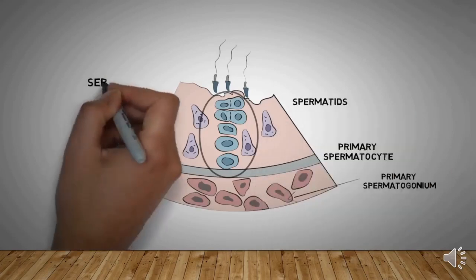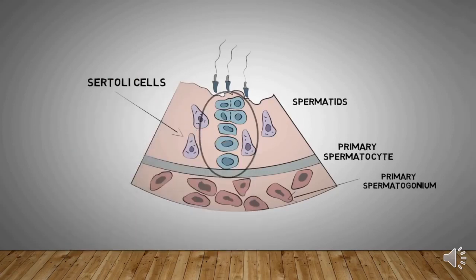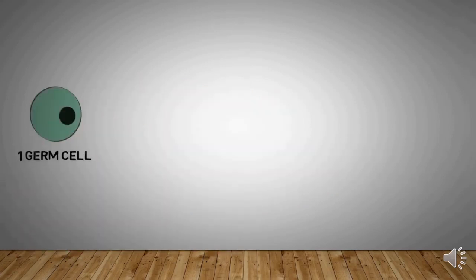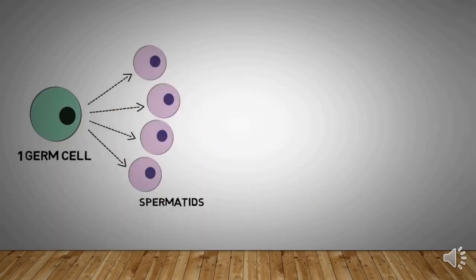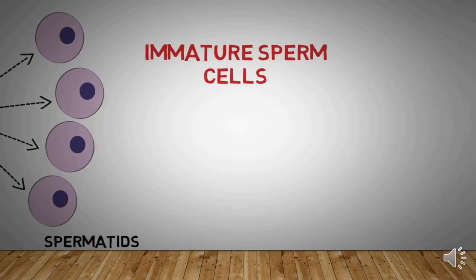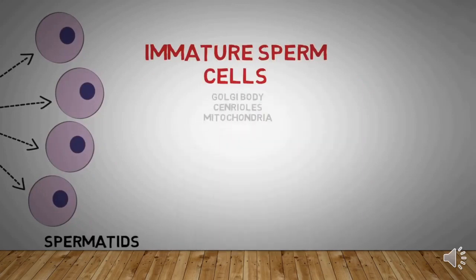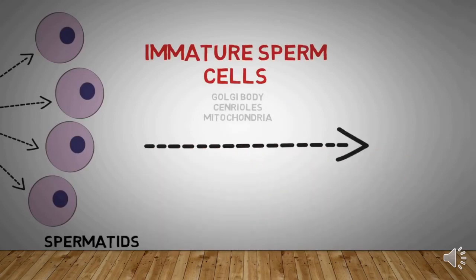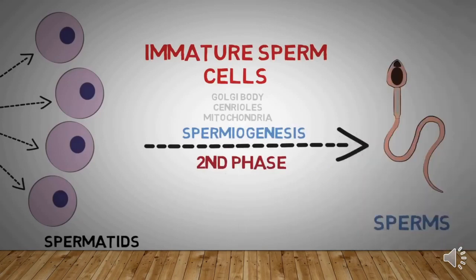During all these cell divisions, the Sertoli cells give support and nutrition to the developing gametes. So now we know that one germ cell gives rise to 4 spermatids. But spermatids are immature sperm cells incapable of fertilization, and they contain numerous cell bodies like Golgi body, centrioles, and mitochondria. The spermatids undergo the process of spermiogenesis, which is the second phase of spermatogenesis, to form mature sperms.